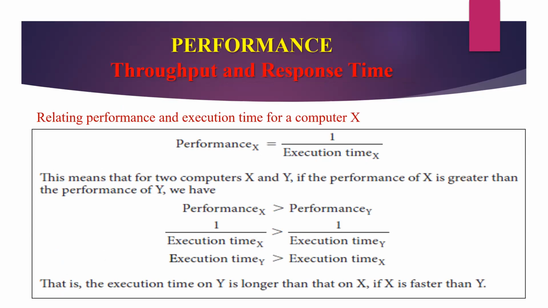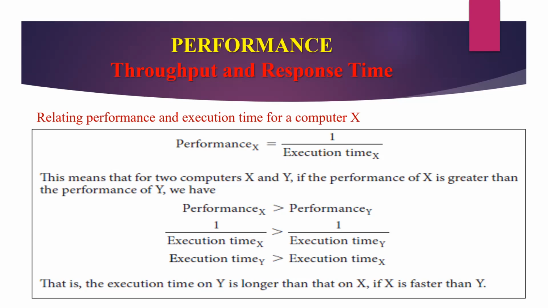Relating performance and execution time for a computer X: the performance of X is nothing but 1 divided by the execution time of X. To increase the performance, we try to reduce the execution time. This means that for two computers X and Y, if the performance of X is greater than the performance of Y, then we have the equation: performance of X greater than performance of Y.